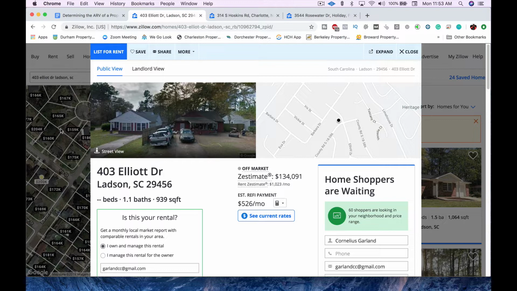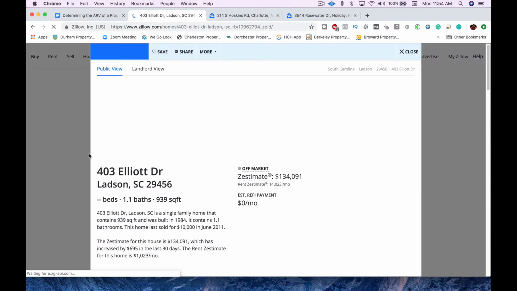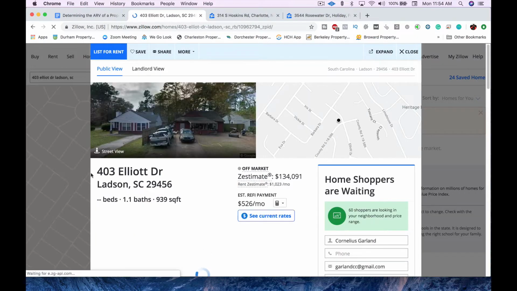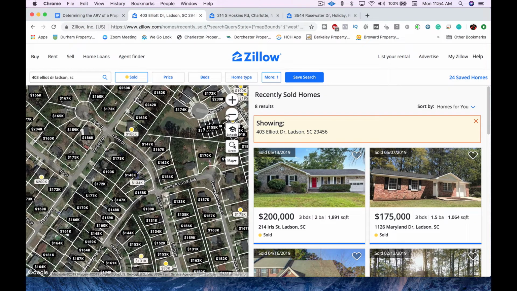If I were you and I was new, how would I determine what the ARV is? To be honest, I would start clicking around and clicking everywhere. So I am going to open up the subject property here, 403 Elliott Drive. This is actually a deal that came across my desk. I'm looking at rehabbing this property, but I think the wholesaler who's sending it to me wants a little bit too much for the house. But I'll go ahead and show you how I would determine my ARV for it.